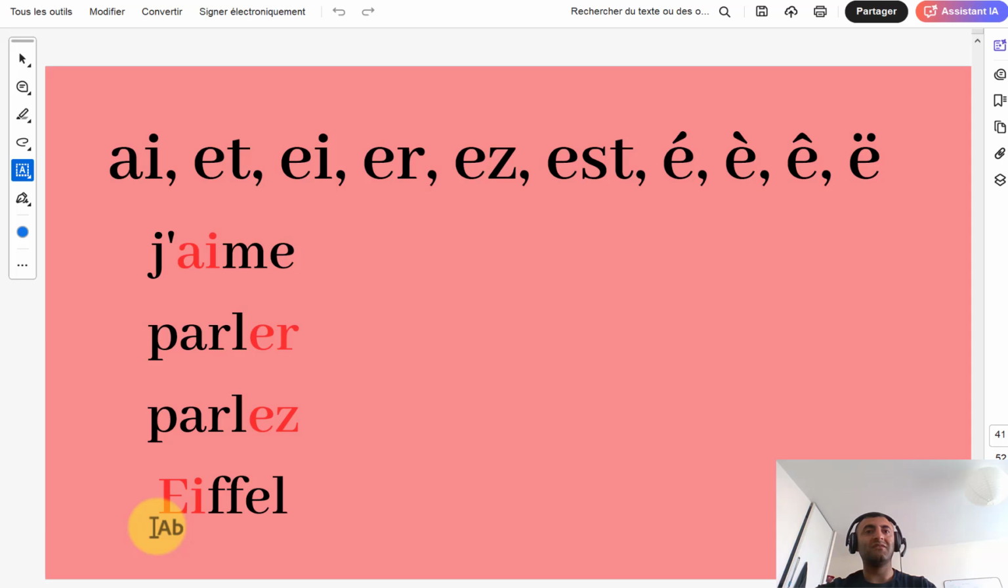This one, Eiffel. I saw lots of students actually, they say Eiffel. No, it's not A, it's simple E. Eiffel, La Tour Eiffel. And you have also a car like Citroën. It's not Citroën, it's Citroën, because you have this letter with accent.